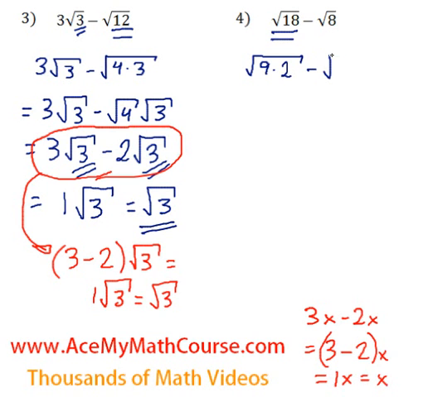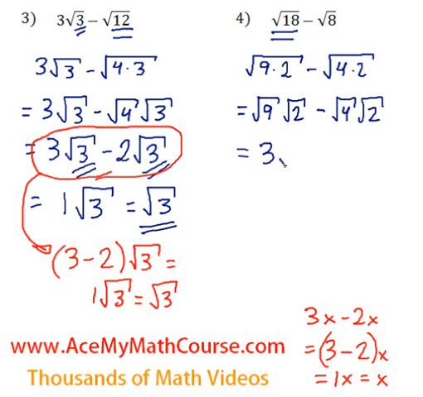What about 8? Are there any factors of 8 that are perfect squares? Yes, there's a 4. And 8 is just 4 times 2. So of course I can just simplify the square root of 18 as the square root of 9 times 2. And I'll rewrite this as the square root of 9 times the square root of 2 minus the square root of 4 times the square root of 2. The square root of 9 is just 3, so we have 3 root 2 minus the square root of 4 is 2, and I can multiply it by the square root of 2.